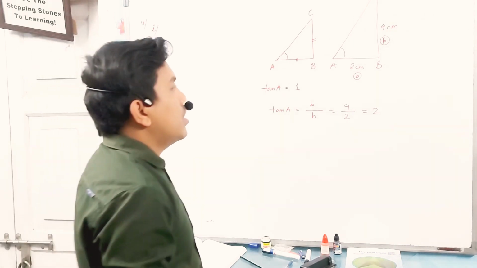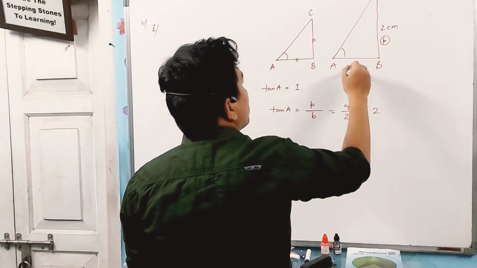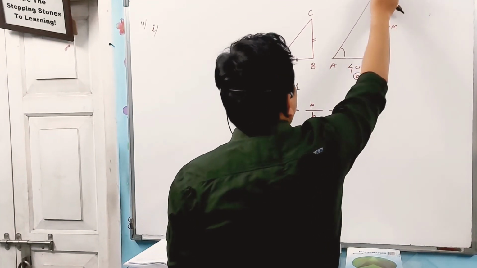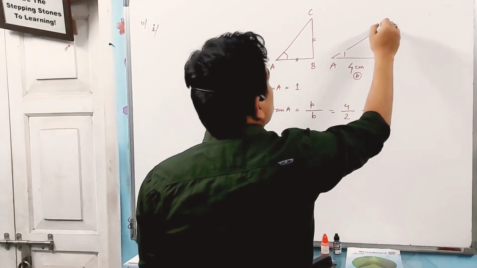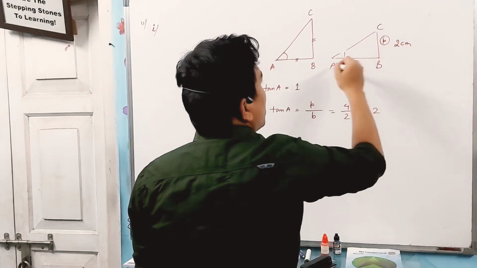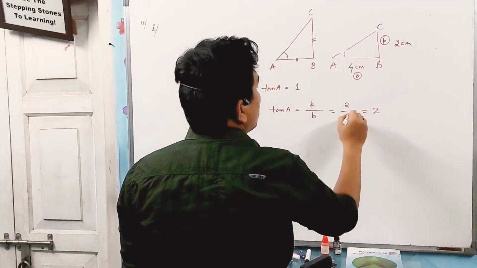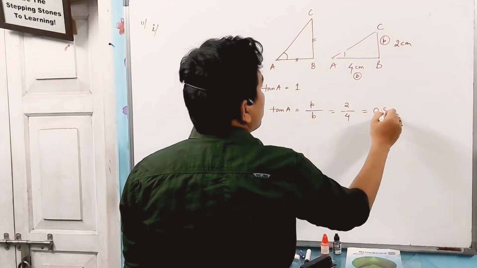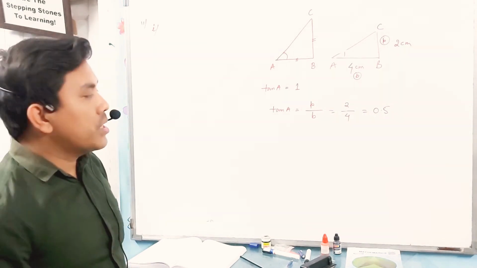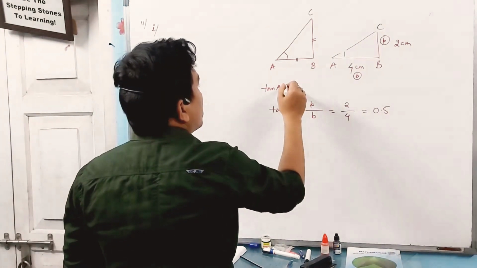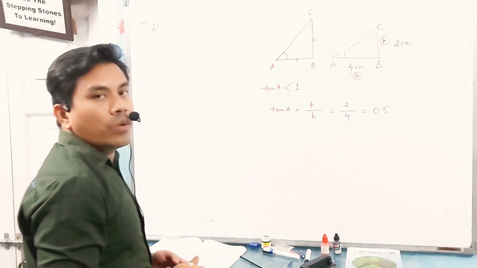Isn't it? Now, let me modify the triangle. If BC is 2 cm and AB is 4 cm, then it will be 2 by 4. In this case, we got what? 0.5, which is less than 1. Isn't it? So sometimes tan A will be greater than 1, and sometimes it will be less than 1.